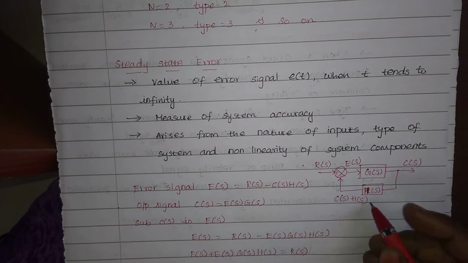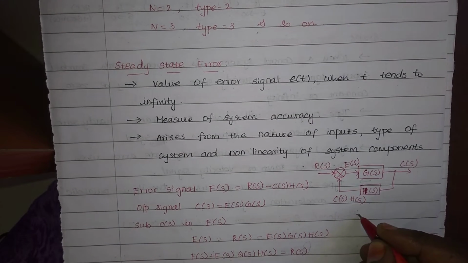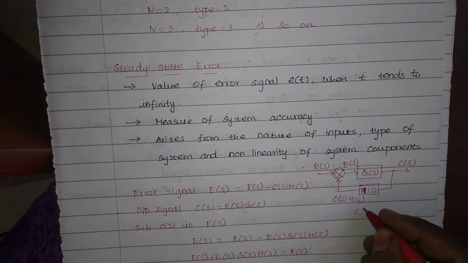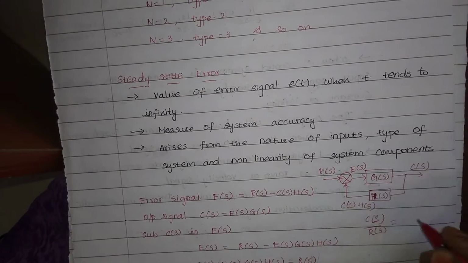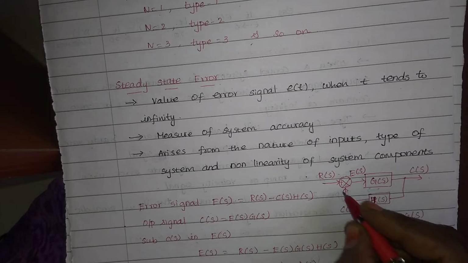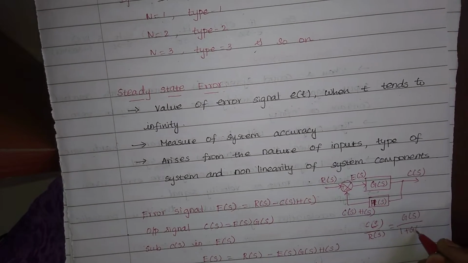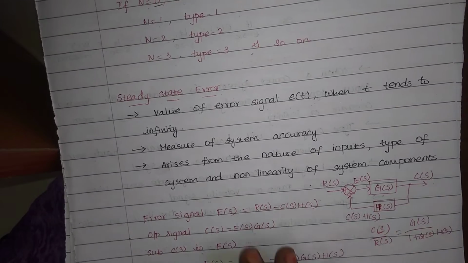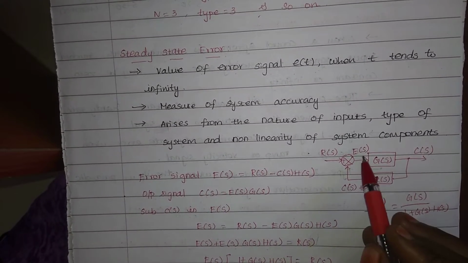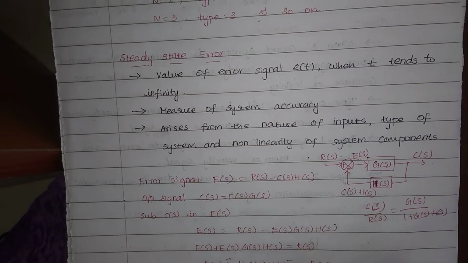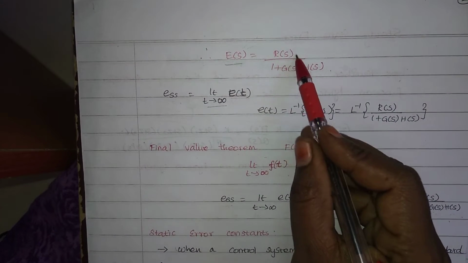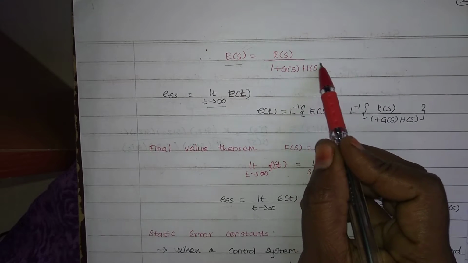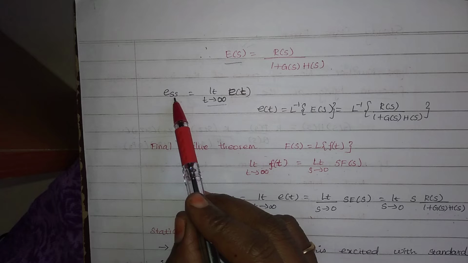In a negative feedback system, the closed loop transfer function, that is output C(s) divided by input R(s), equals the plant G(s) divided by 1 plus G(s) into the feedback H(s). This is the closed loop transfer function. Here this is the error signal. Error signal is calculated based on this. We get E(s) equal to R(s) divided by 1 plus G(s) H(s). R(s) is the input signal, G(s) is the plant and H(s) is the feedback. How do we calculate the ESS?